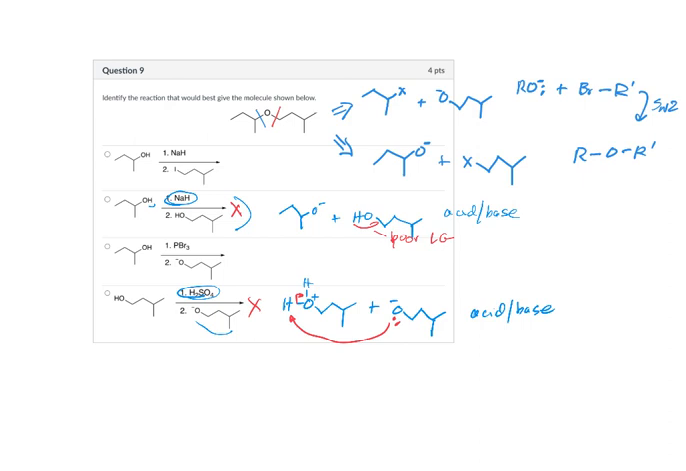falls into one of those reactions that we did. So the first step, we'll deprotonate this to make the alkoxide. So O-, if we have O- here, and then this would come in and do a substitution. So we have here a primary alkyl halide reacting with this alkoxide nucleophile.